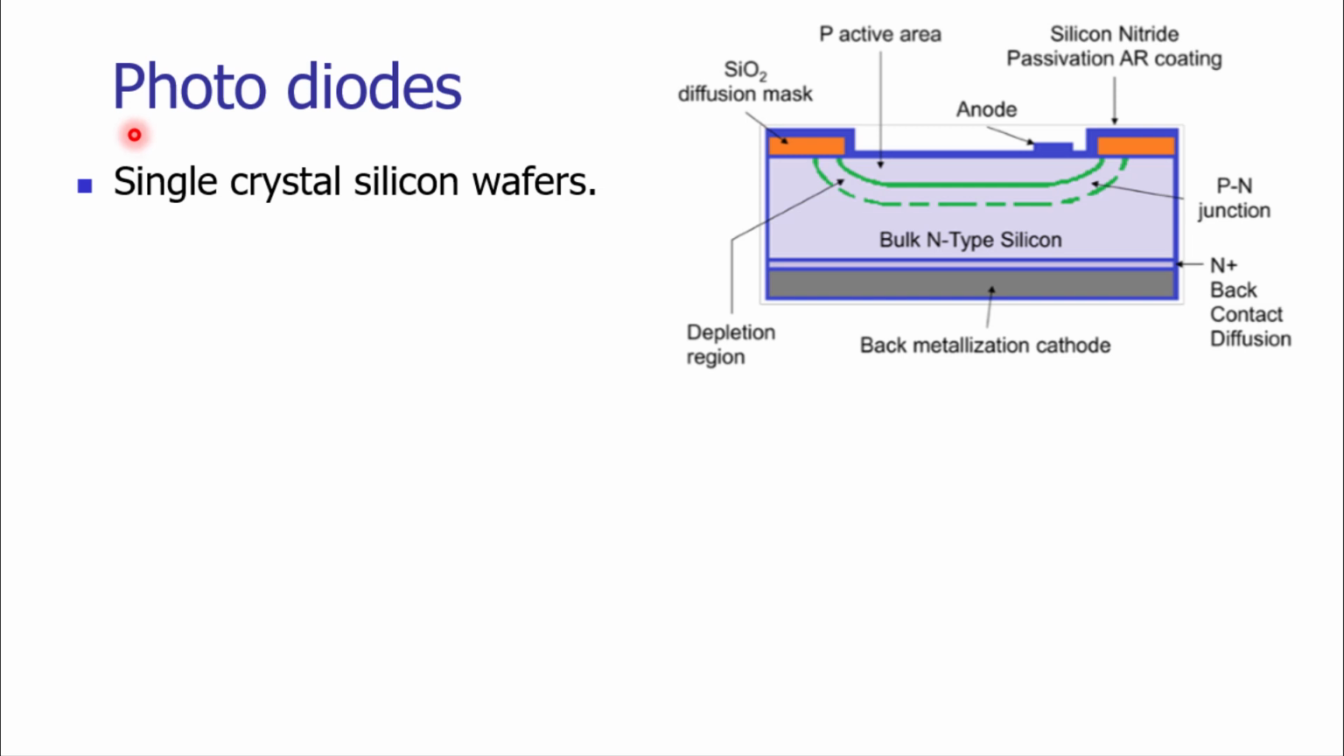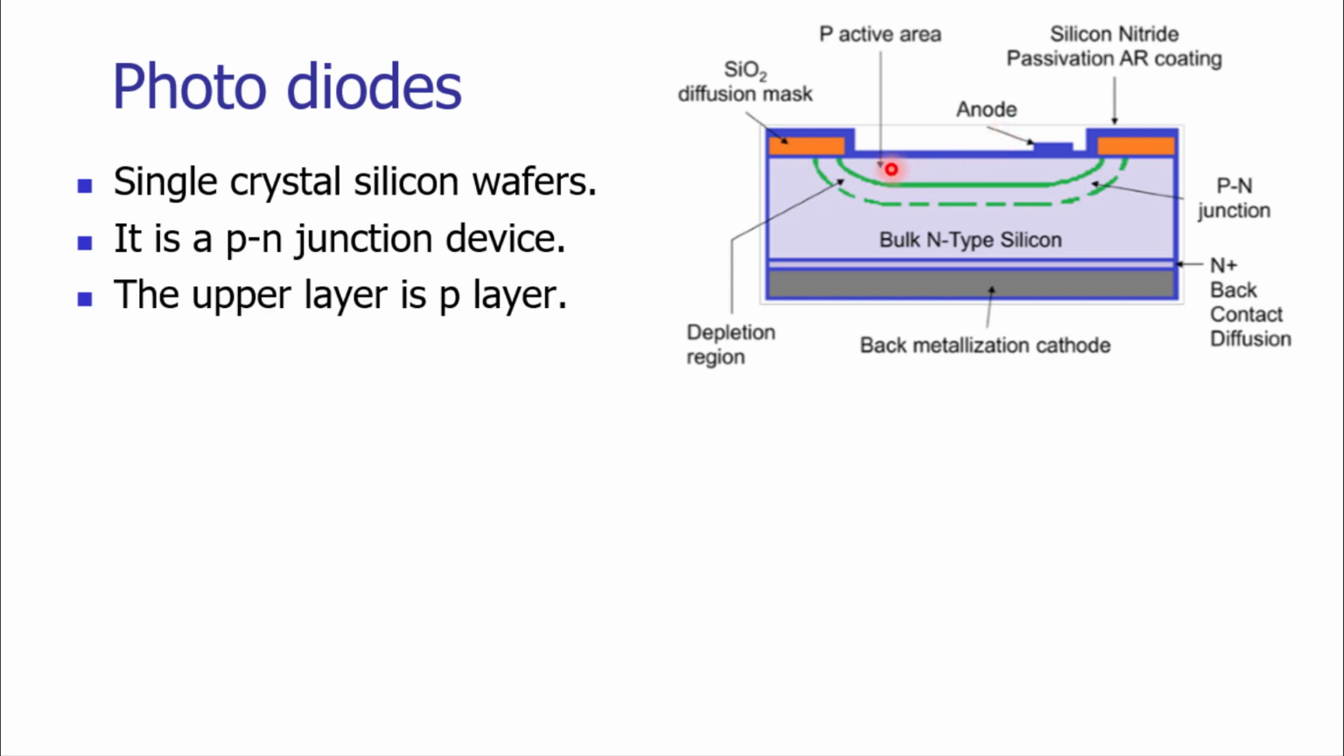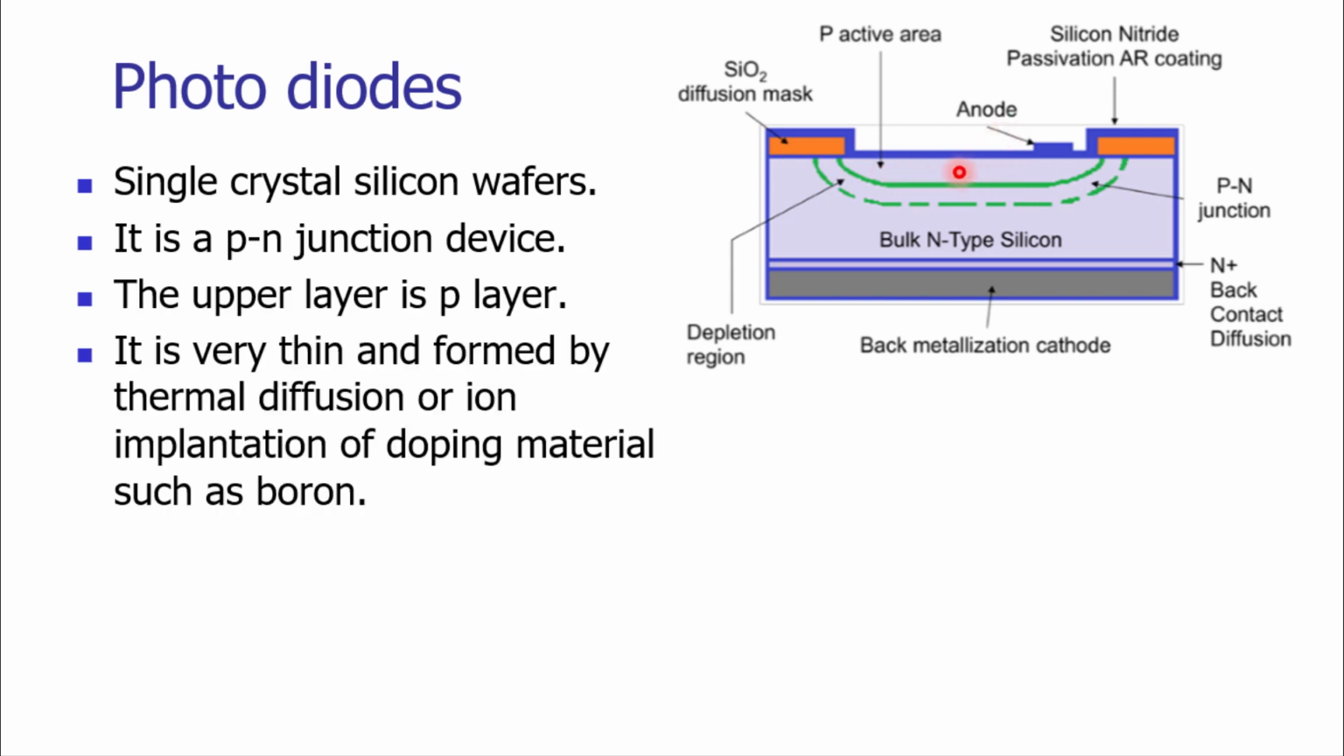Now let us study the construction of the photodiode. It is constructed on a single crystal silicon wafer. The constructional details are shown on your screen. The photodiodes are also called PN junction devices. In a PN junction device, the upper layer is the P layer. It is thin and it is generally formed by using either thermal diffusion technique or ion implantation technique. Boron is doped inside this P material.